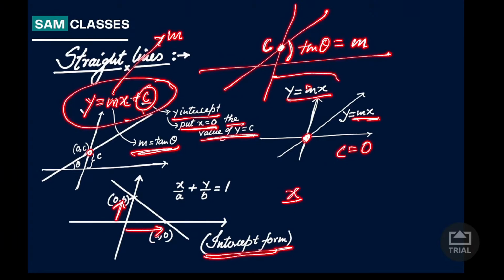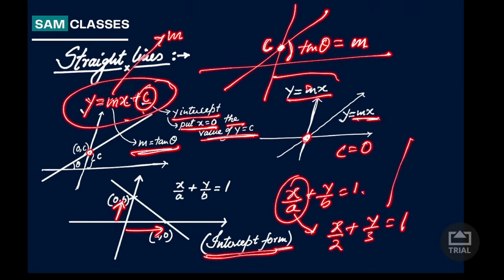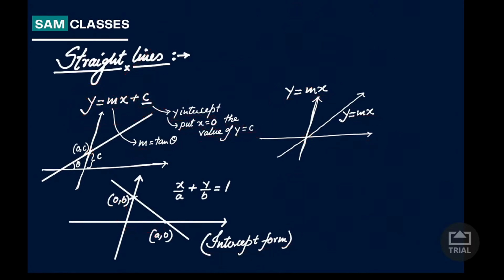This also is very important. x by a plus y by b is equal to 1. It means that it is cutting the x axis at, let's take an example, x by 2 plus y by 3 is equal to 1. It means that it is cutting the x axis at 2 and the y axis at 3, and the line is like this, cutting x at 2 and cutting y at 3. Clear everyone? Very simple, very easy, but you need to write it down.